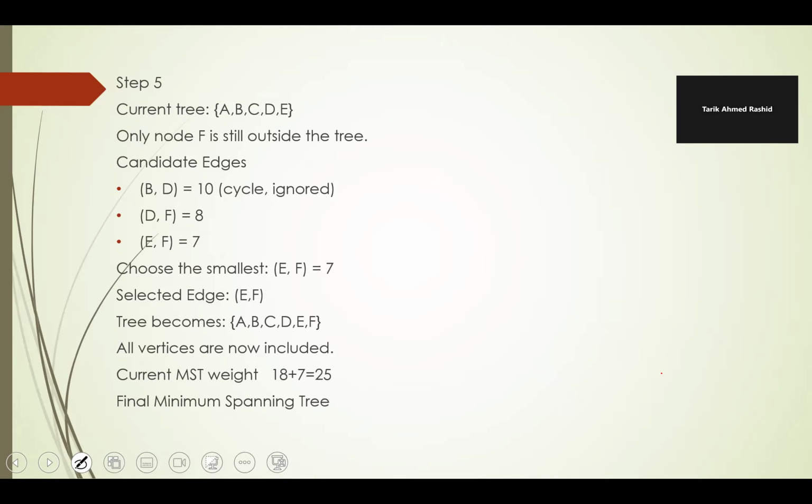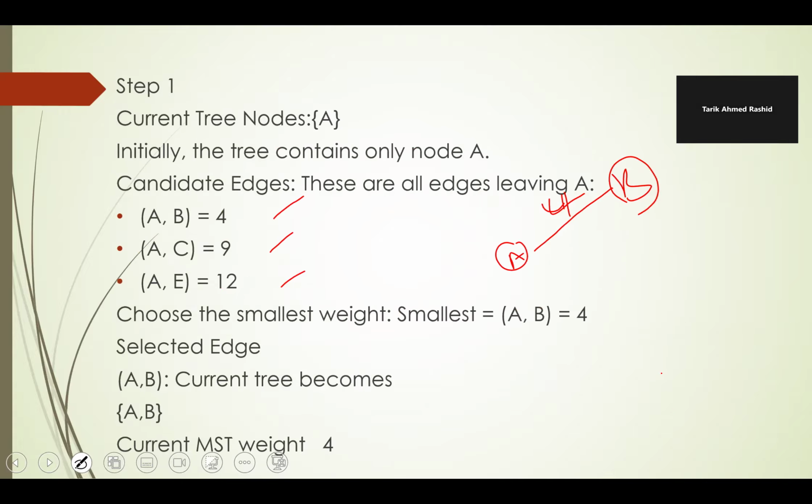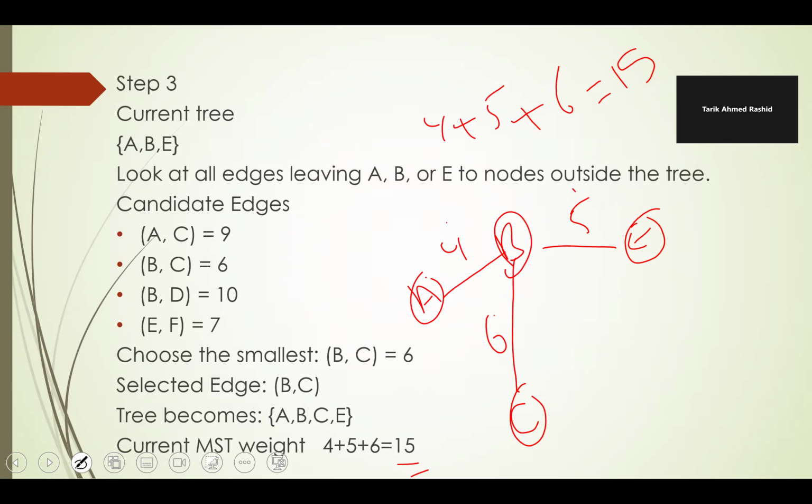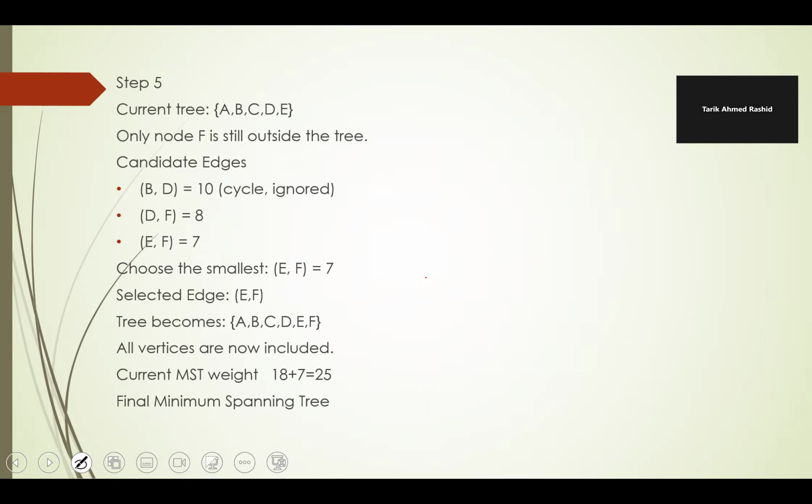We cannot add BD, by the way. If we take this one, it will form a cycle, this triangle. So this one cannot be taken. Next, we take step 5. We take EF, which is 7.